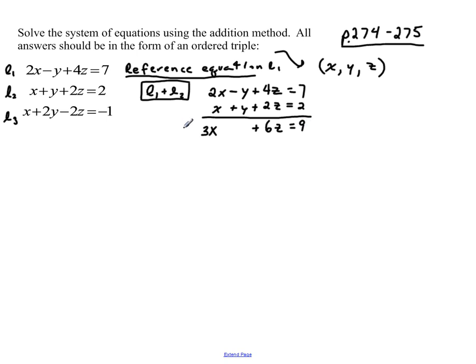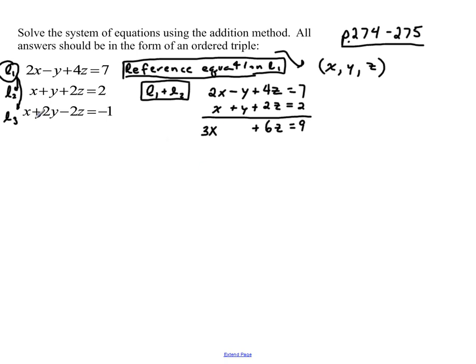So now we have an equation with two variables in it. Interesting, you say, but okay, now what? Well, since line 1 is our reference equation, we use line 1 to get rid of y in equation 2, then we must use line 1 to get rid of y in equation 3. That's why I call it my reference equation. If line 1 is my reference equation, I'm going to take line 1 and use it to get rid of the same variable in lines 2 and line 3.